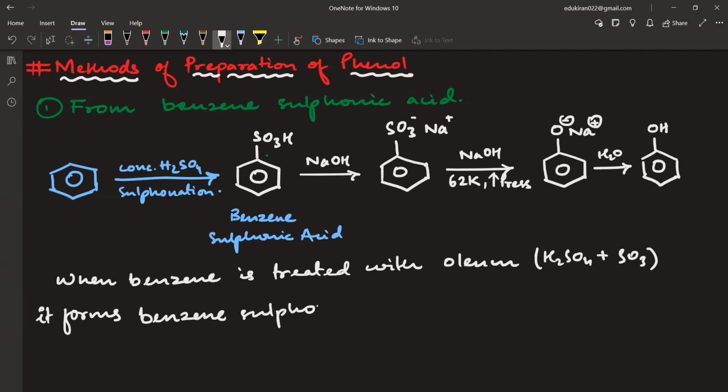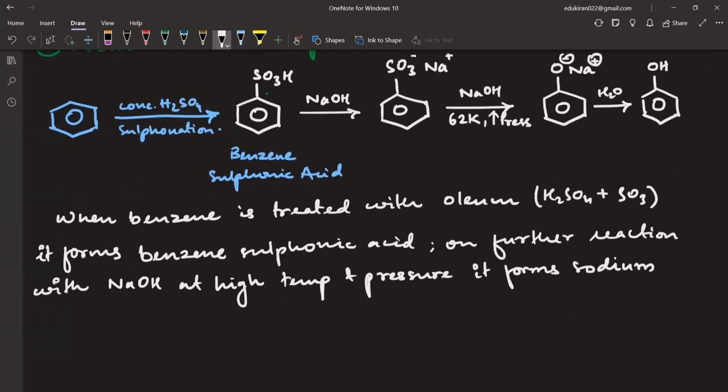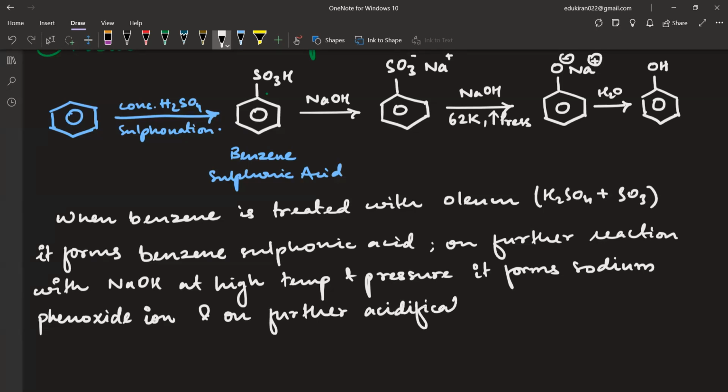benzene sulfonic acid. On further reaction with NaOH at high temperature and pressure, it forms sodium phenoxide ion. Sodium phenoxide ion. And on further acidification, leads to formation of phenol. Okay, so here there will be H plus also with H2O.